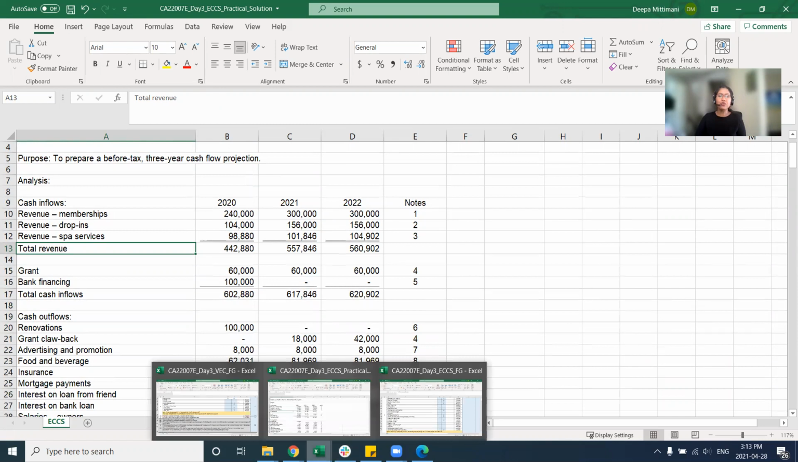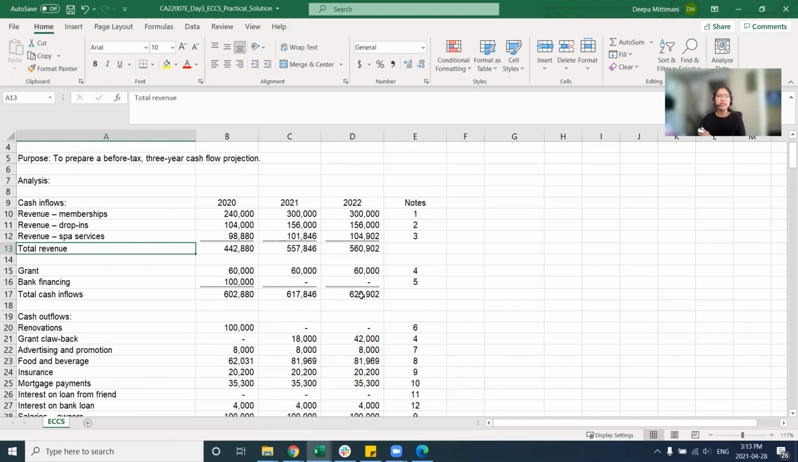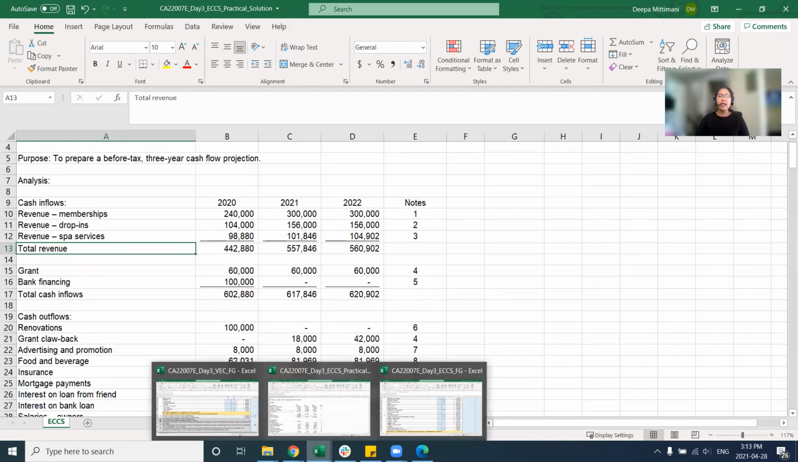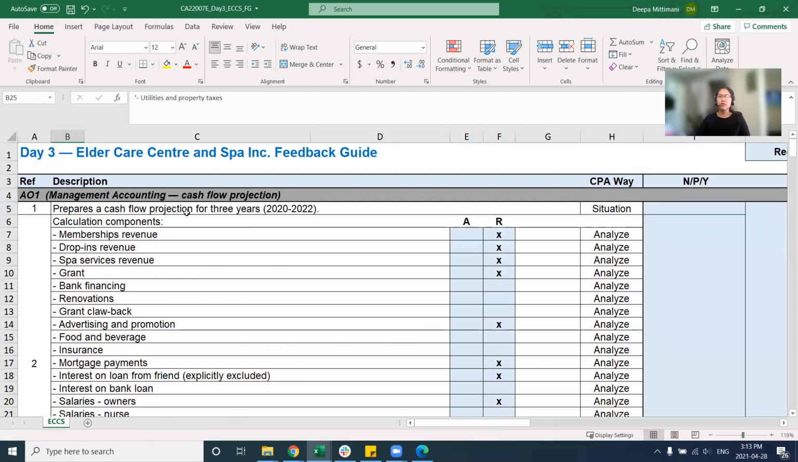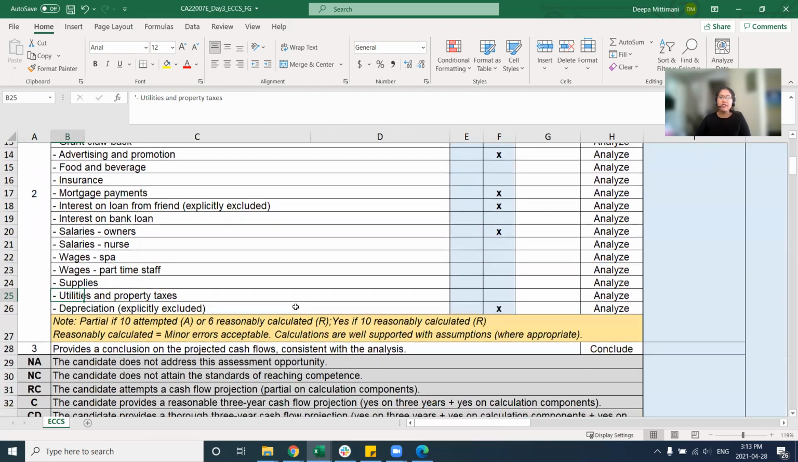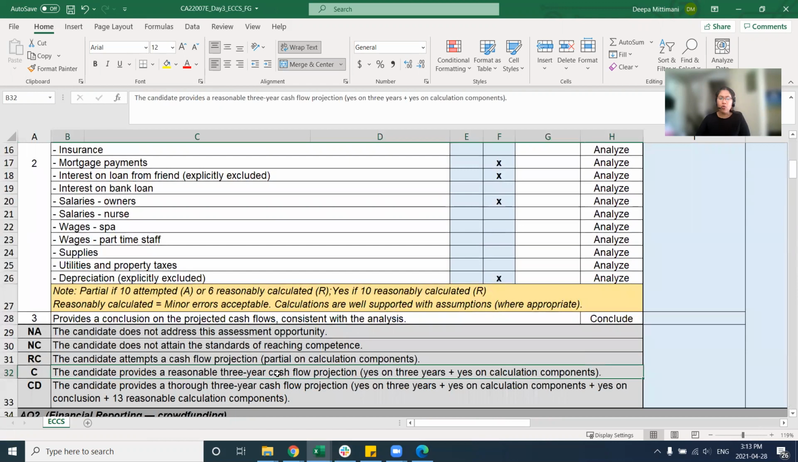What you need to do is, you will get the feedback guides when you go through the capstone 2, and go through that feedback guide, and now see, when you're doing this case, all these are the adjustments required. Now check for that AO, what is the requirement for C. Now the C, it says the candidate provides a reasonable, note reasonable, not perfect solution, a reasonable 3-year cash flow projection. Yes on 3 years and yes on calculation component.